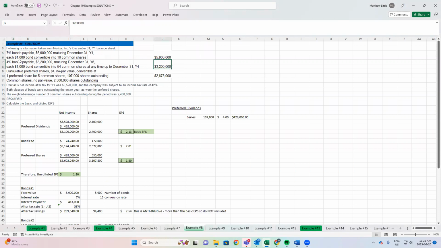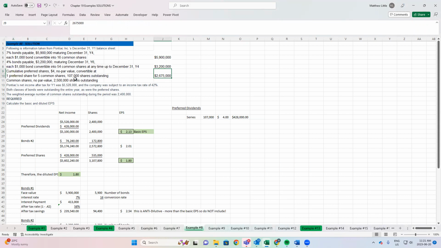Then we have 3.2 million at 4%, 54 common shares conversion. We have cumulative preferred shares at $4. We have the convertible preferred shares at $4 dividends, no par value, convertible at 1 preferred share for 5 common shares, and there's 107,000, and that's worth 2.675 million currently.